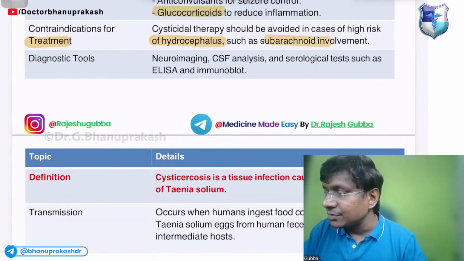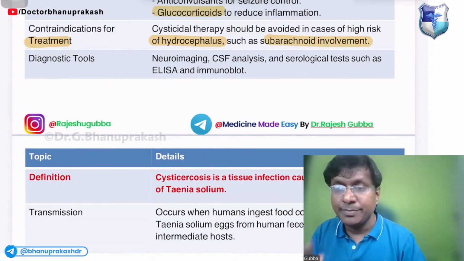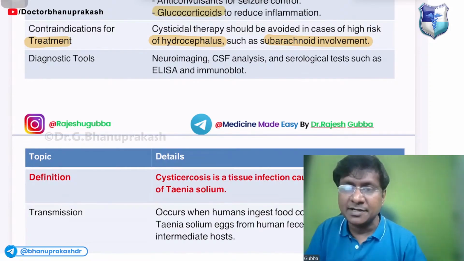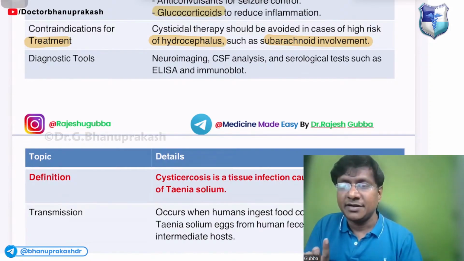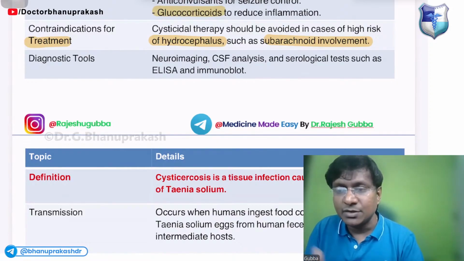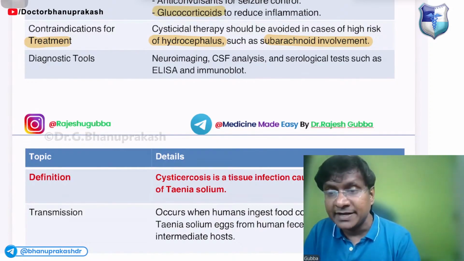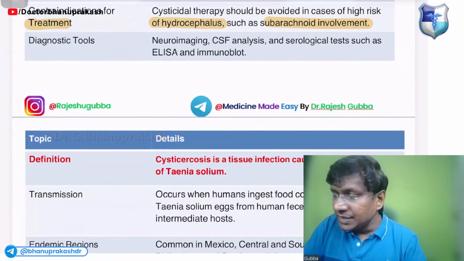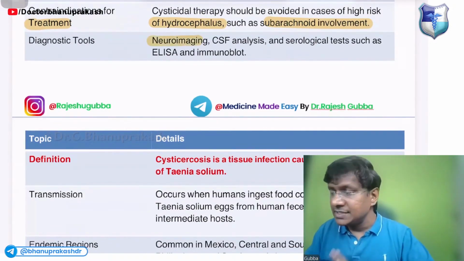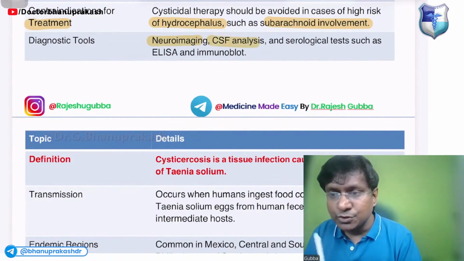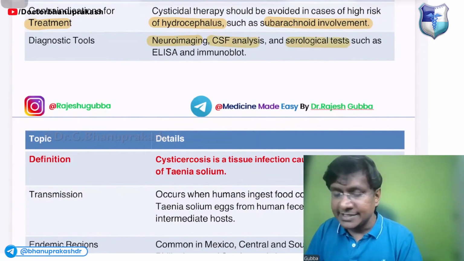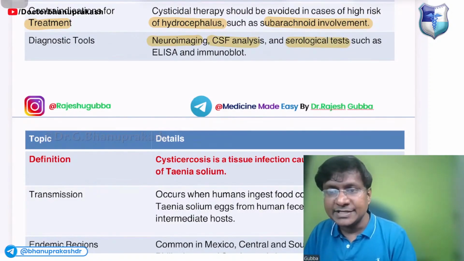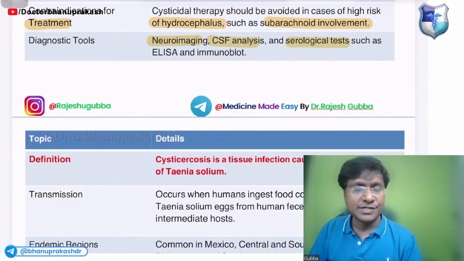Mainly whenever there is subarachnoid involvement, cysticidal therapy should be avoided, because whenever you are giving cysticidal therapy, that will break this particular cyst, initiate the inflammatory reaction, and cause more and more subarachnoid granulations, wherein the hydrocephalus will get precipitated. So the diagnostic tools are mainly neuroimaging, where you have starry sky appearance, CSF analysis, which will show eosinophilic pleocytosis, and serological test, where by ELISA you will be able to make out the presence of this Taenia solium larva. Okay, so this is about neurocysticercosis.